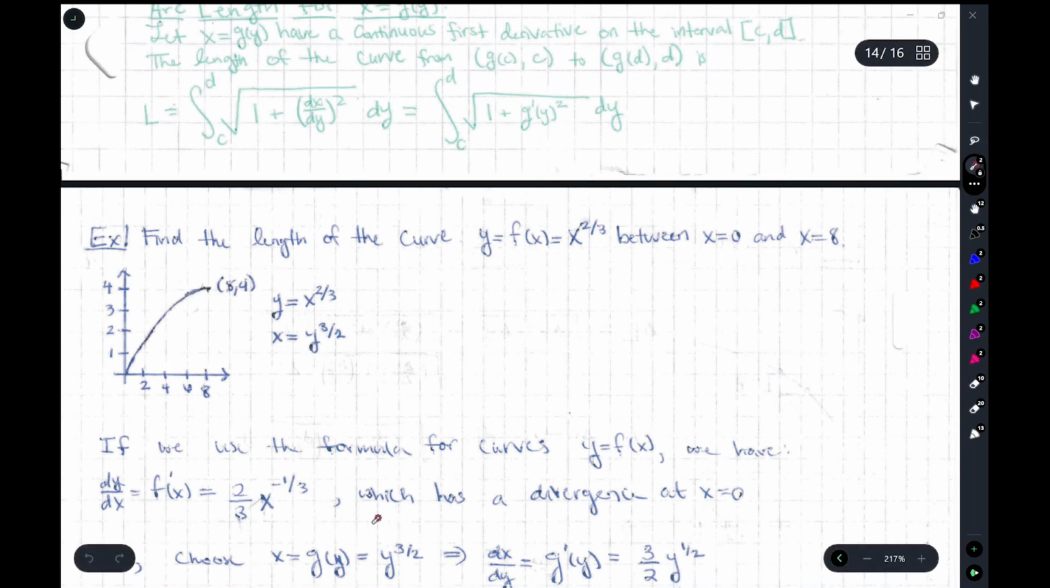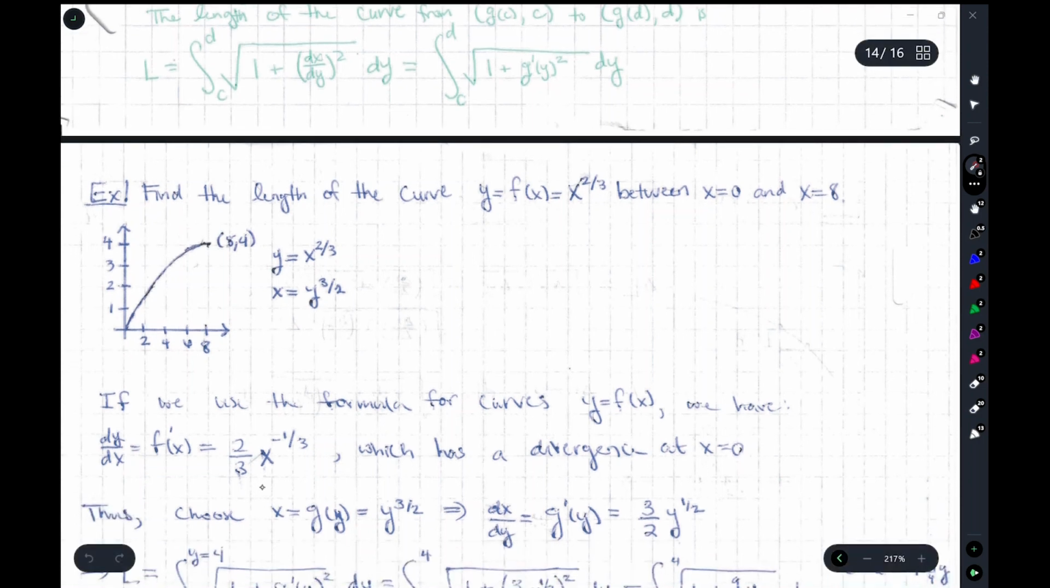The only issue is that if you take the derivative of x to the 2/3, you get 2/3 times x to the minus 1/3. And at x equals 0, this diverges. So it's unbounded, and so the derivative gives us problems. But clearly that curve exists, and clearly its length is finite. So that's just sort of an issue of how we parameterize the curve.